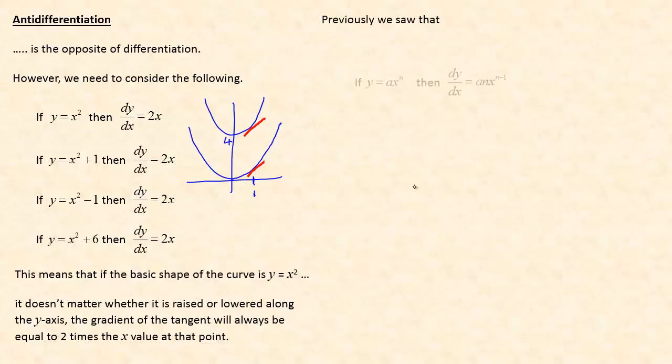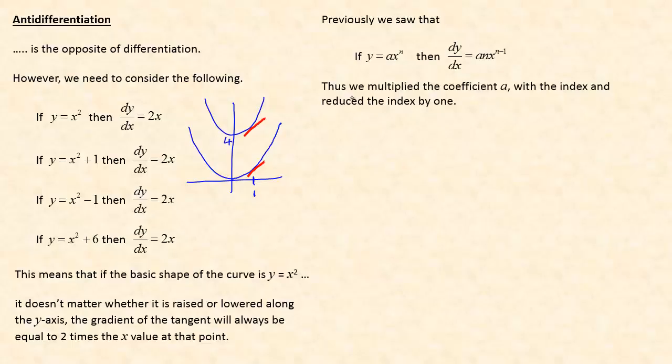So previously we saw that if y is ax to the n, then dy dx is anx to the n minus 1. Thus we multiplied the coefficient a with the index and reduced the index by 1. So basically the n drops down in front and multiplies the a, and we reduce the power by 1.